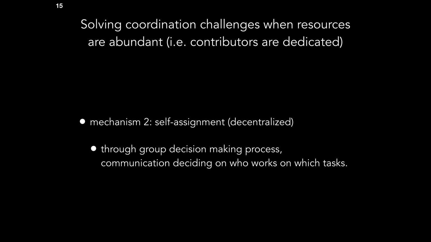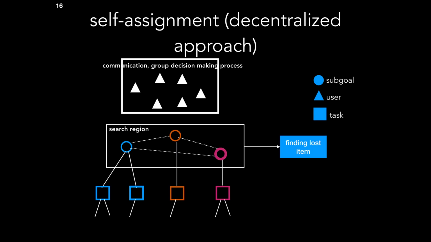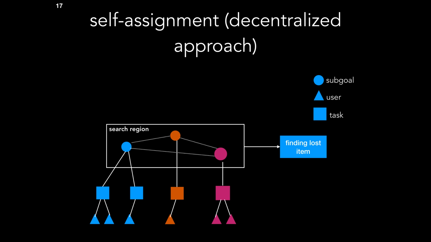The second coordination mechanism can be through group decision-making processes and communication, by deciding who works on which task. For example, here no one has searched yet, but the group of users can communicate and make decisions about who will search on which tasks, and as a result, they can ensure the search coverage and depth as well, which will increase the likelihood of finding the lost item.